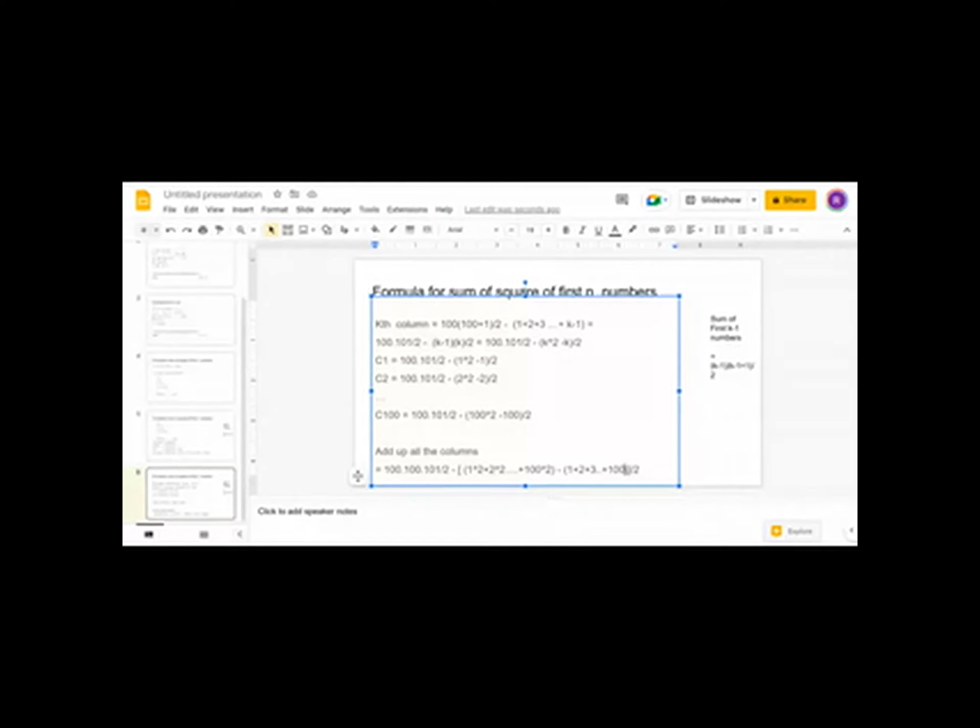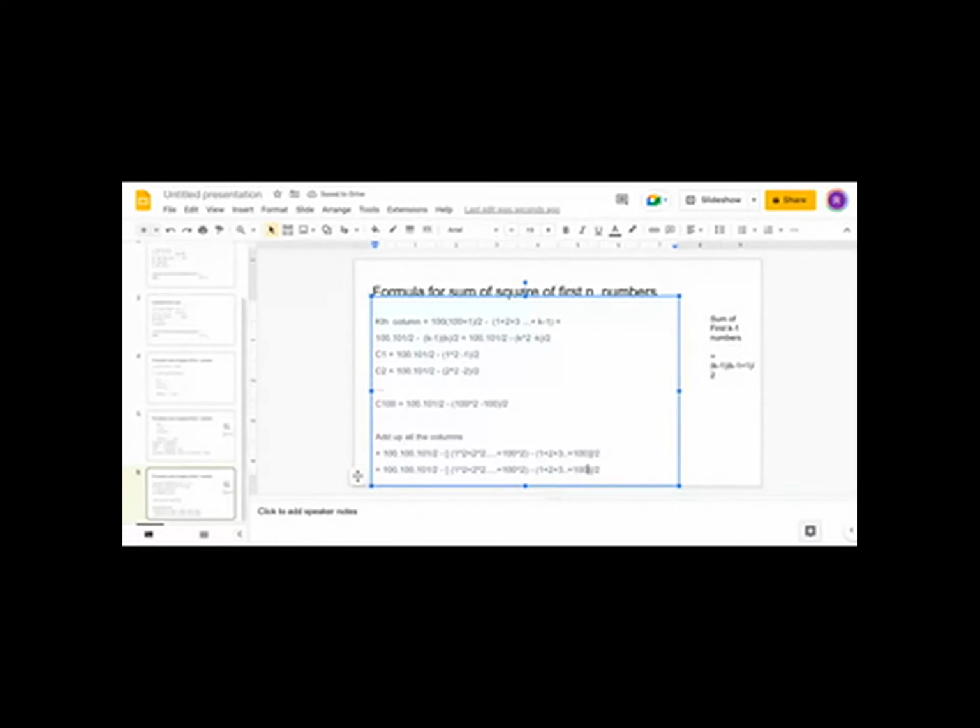Do we know this part? Yes, sir. What can I write there? 100 into 100 plus 1 by 2. Exactly. So I can just remove this and I can just say 100 into 101 divided by 2. Okay. Now from here, can someone tell me how to get the sum of the first 100 numbers squared? So remember, we are trying to get 1 squared plus 2 squared till 100 squared.